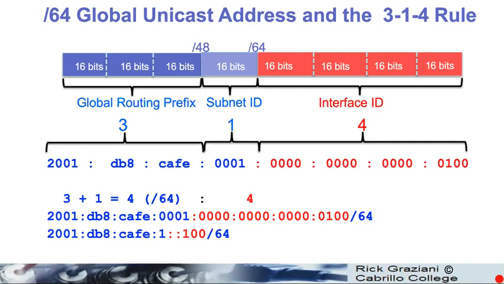Of course, if I want to look at that compressed, here's my prefix, the network portion. Here's my subnet. And then, I kind of hid the double colon here, let me make that again. But all zeros and 100 is my interface ID. It's really that simple.